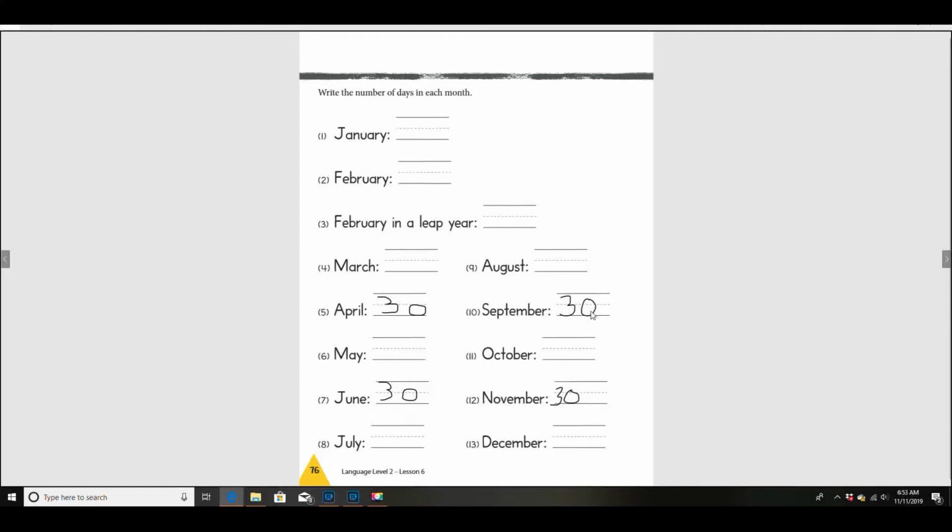30, you say it with me. 30 days have September, April, June, and November. So if you can remember those 4 months have 30 days, then you'll remember the rest. All the rest have 31 except February that has 28 days. But in a leap year, February has 29 days. And all the rest have 31. So in all the rest, put 31.